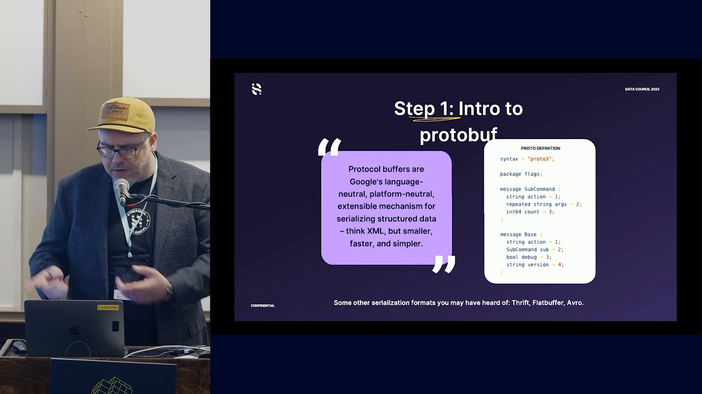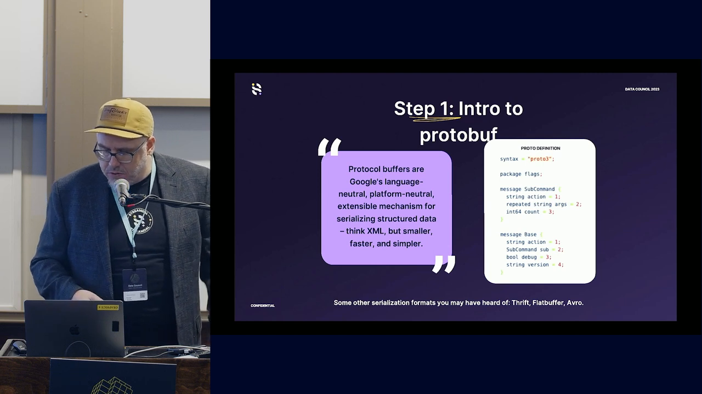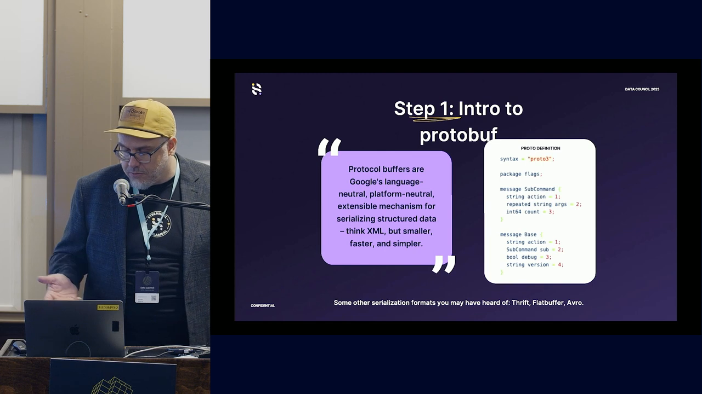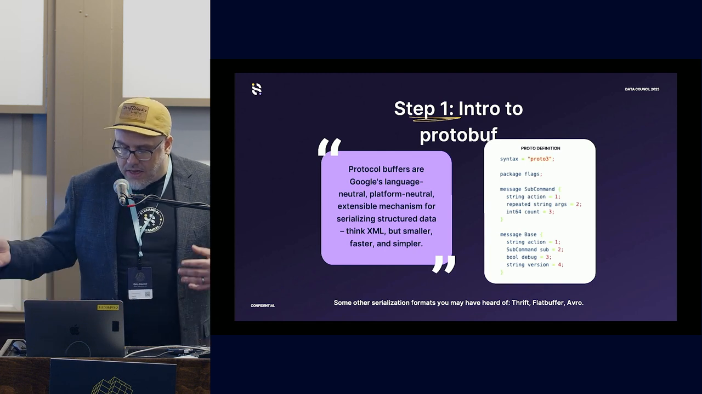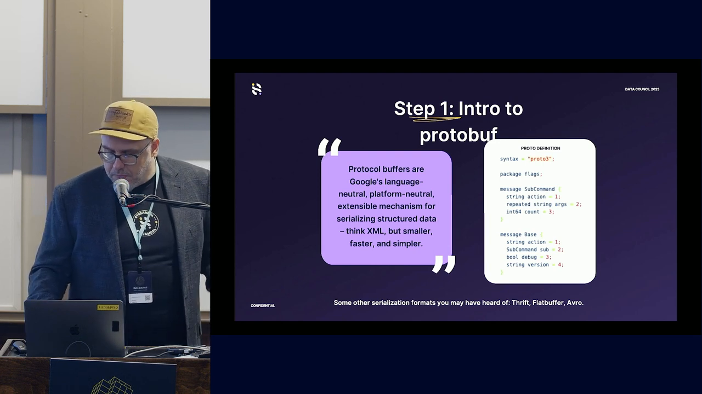So the example right there on the right has a base message, and the base message has an action that's a string, could be an enum or something like that as well. Then it has a complex type, which is a subcommand, and the subcommand is defined right on top. So it's pretty straightforward.